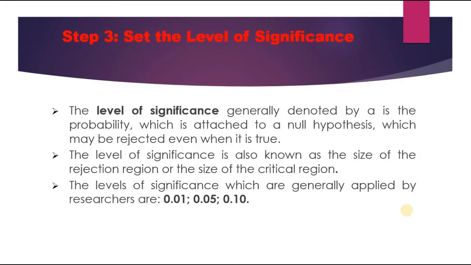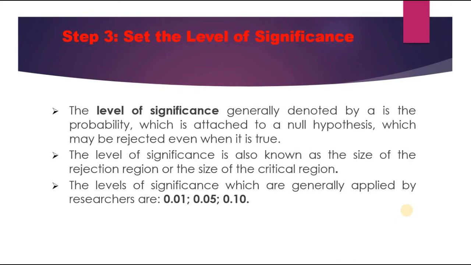Fine. Third step. Here we are going to set the level of significance, denoted by alpha. It is the probability level attached to your null hypothesis, that is to say, which may be rejected or accepted based on this level of significance. This level of significance is also known as the size of rejection region. If the level of significance is high, then the acceptance region will be small and the rejection region would be large, right?